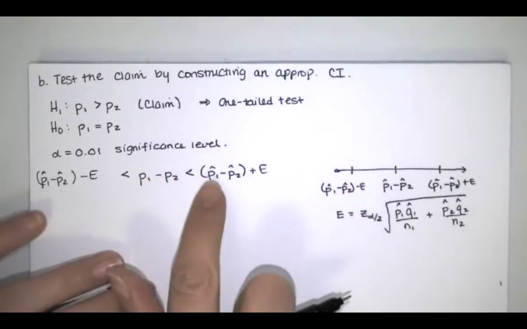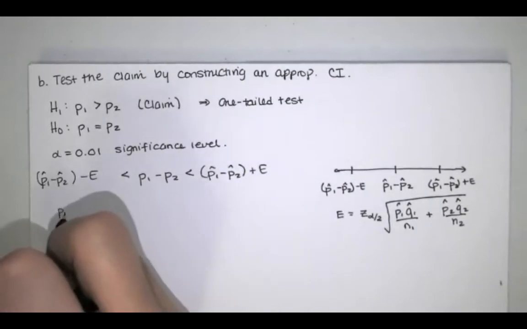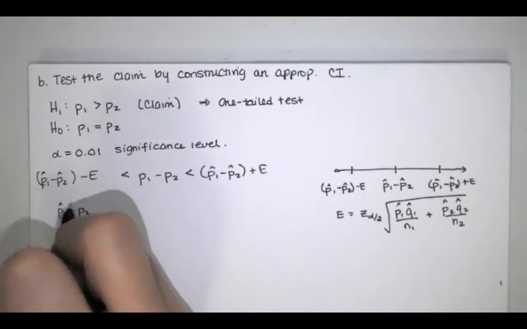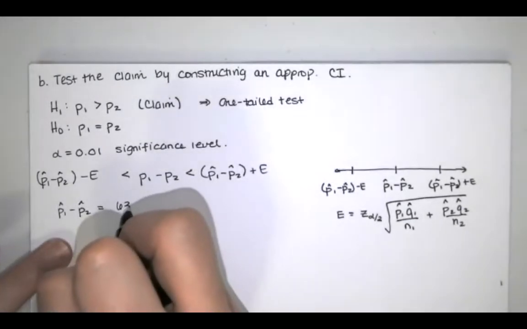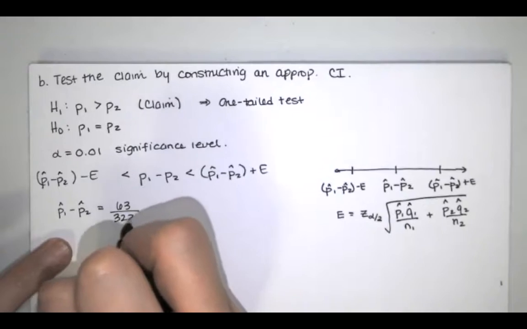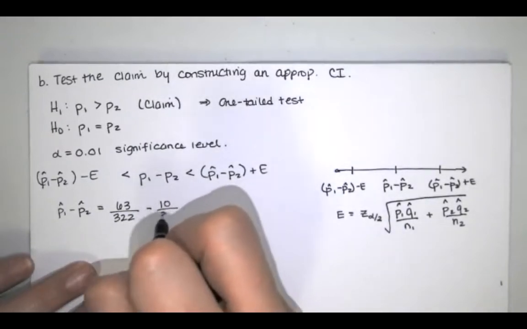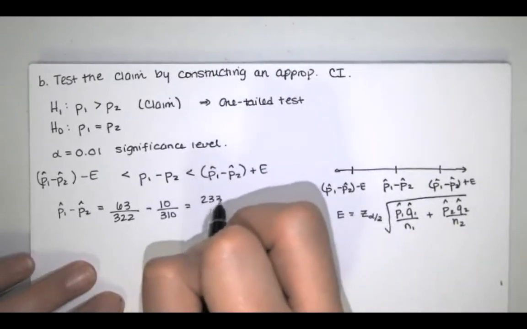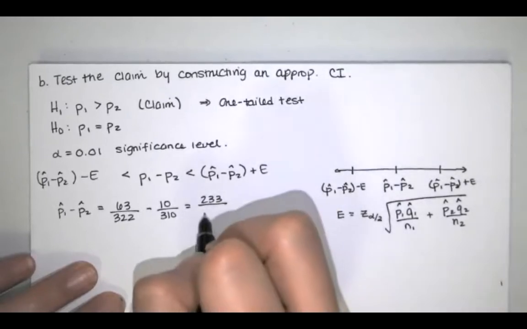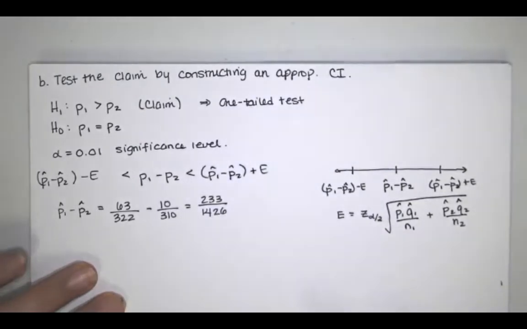We're going to have to compute P1 hat minus P2 hat. We've actually already done that in the last segment when we were testing the hypothesis. P1 hat turned out to be 63 over 322, and P2 hat ended up being 10 over 310. After simplification, getting a common denominator, the calculator did this for us. We got 233 out of 1,426 as our P1 hat minus P2 hat.